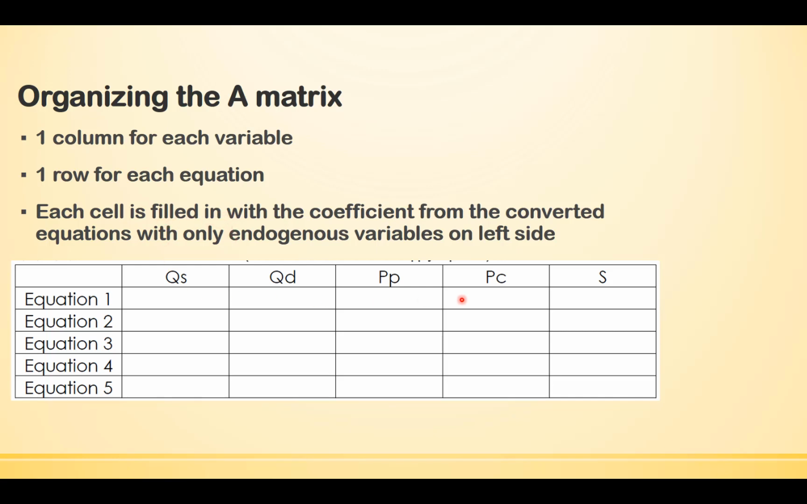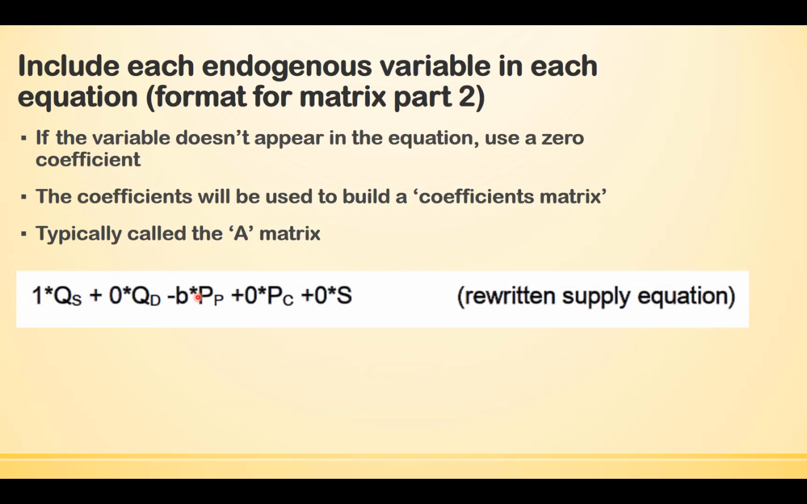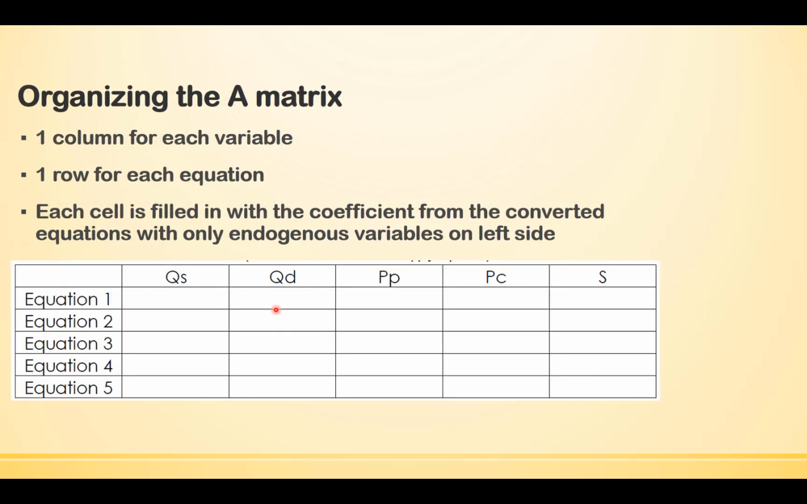And so what we do is fill in this A matrix, or this coefficients matrix, with the pieces from the rewritten supply equations. So the first row in that A matrix is going to be 1, 0, minus B, 0, and 0. And so we can fill those in right here. So starting with equation 1, which is the supply equation, we get a 1 for the quantity supplied, 0 for quantity demanded, minus B for the supply slope, and that's because that got moved to the left-hand side of that equation. 0 here and 0 here.